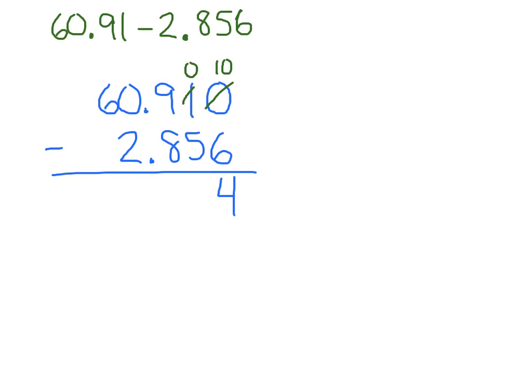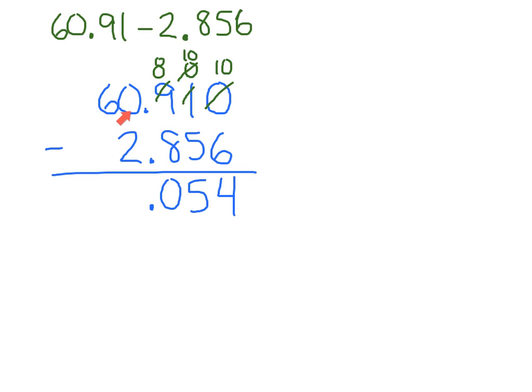Once again, 5 cannot be taken from nothing, so I need to borrow a tenth here. So 1/10 is 10 hundredths. So I'm going to borrow one of those, and I'm going to change that to 10 because I borrowed that tenth. And then when I subtract, 10 minus 5 is 5. Next I have an 8. I can take 8 from 8. I'm left with nothing. My decimal point comes straight down.